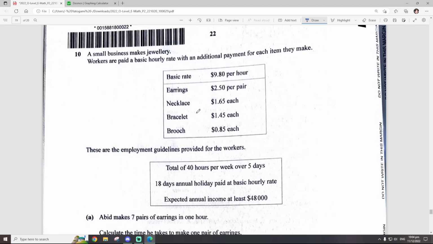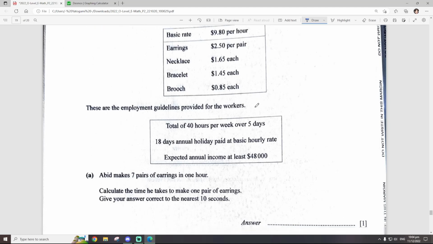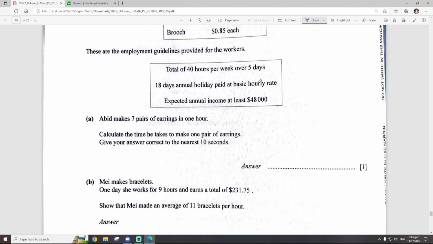Okay, we come to the real world context. So we have a small business that makes jewelry. Workers are paid a basic hourly rate, and an additional commission for each item made. This is the employment guideline provided for the worker. Total of 40 hours per week over 5 days. 18 days annual holiday paid. Basic hourly rate. Expected annual income at least 48,000. There are actually 2 interpretations of the question in the last part, and I will go over that when we get there.